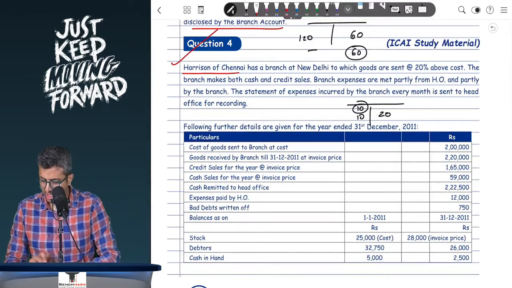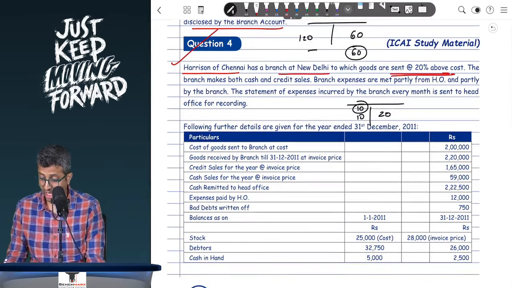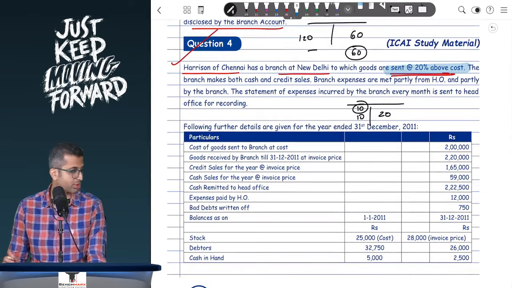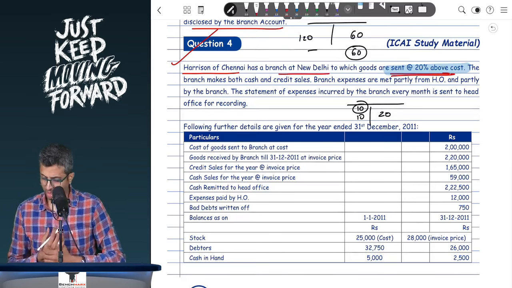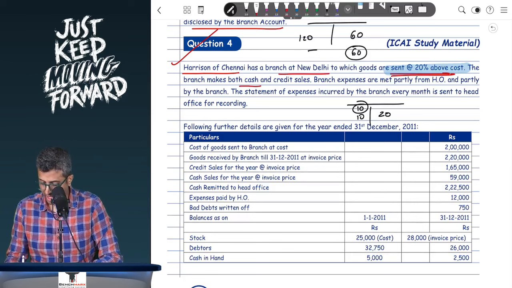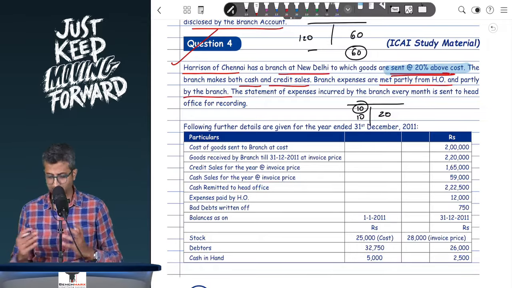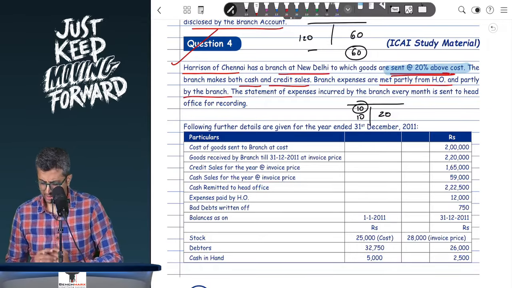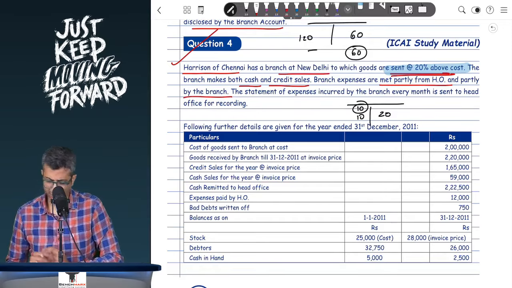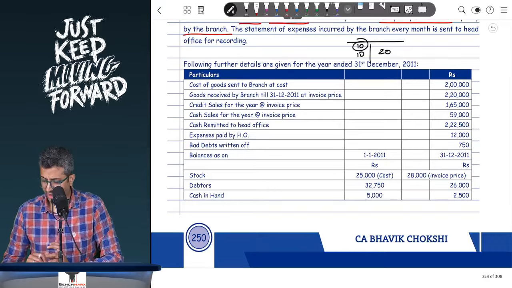Harrison of Chennai has a branch at New Delhi to which goods are sent at 20% above cost. This was not there in the earlier problems. So this is sent at 20% above cost. The branch makes both cash and credit sales. Branch expenses are met partly from the HO and partly paid by the branch. The statement of expenses incurred by branch every month is sent to head office for recording. Following details are given below.